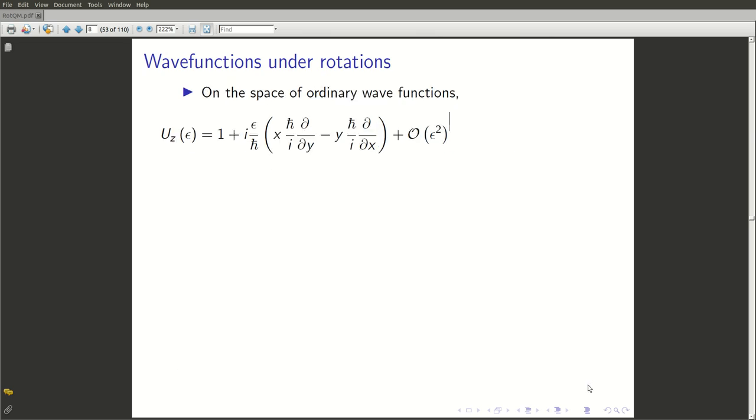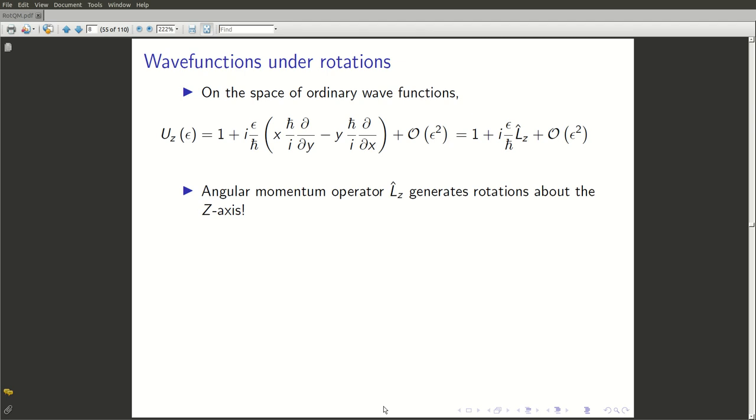So on the space of ordinary wave functions, the operator which corresponds to a rotation of coordinates by epsilon is simply 1 plus i by h cross times the angle epsilon times the operator Lz. This of course again is correct only up to order epsilon. There will be order epsilon square corrections to this. So technically speaking, we say angular momentum operator Lz generates rotations about the z-axis.